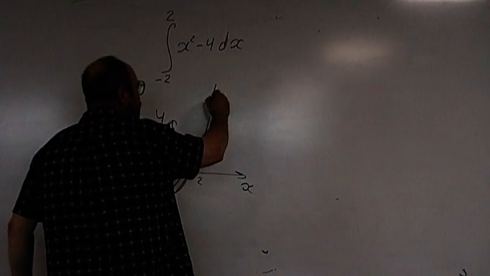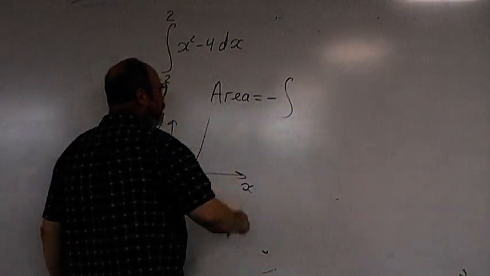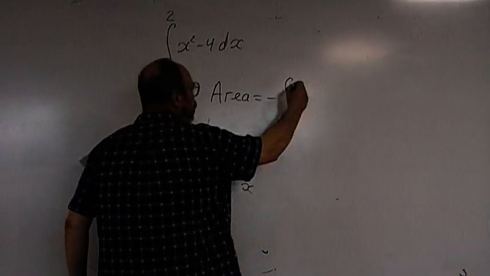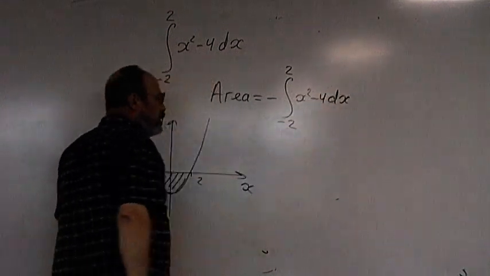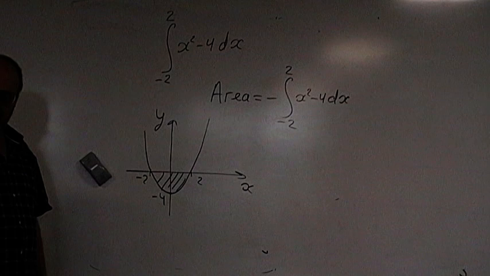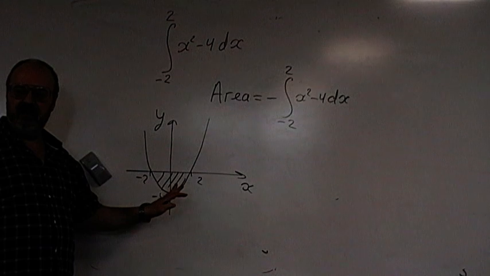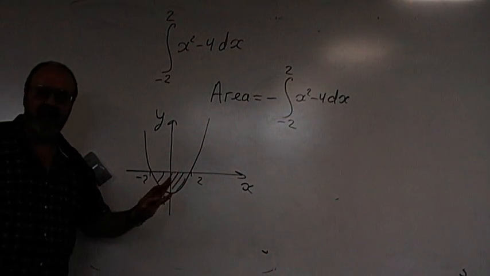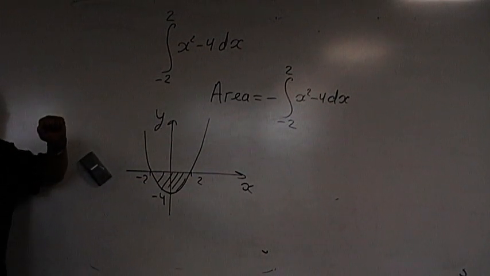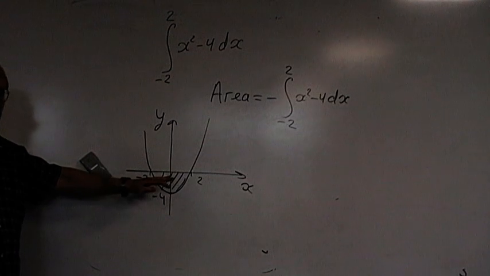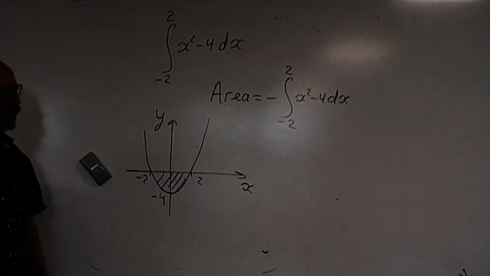So in this case, the area will be equal to negative the integral from minus 2 to 2 of x squared minus 4 dx. So it ends up being positive. Because when you calculate the definite integral for a function that is below the x-axis, it will always be a negative number. If it's above the x-axis, you will get a positive number. Below the x-axis, you get a negative number. But to get area, we take this with the minus.